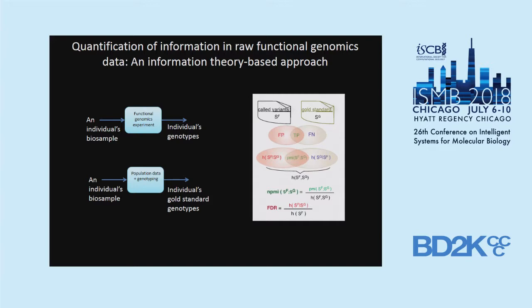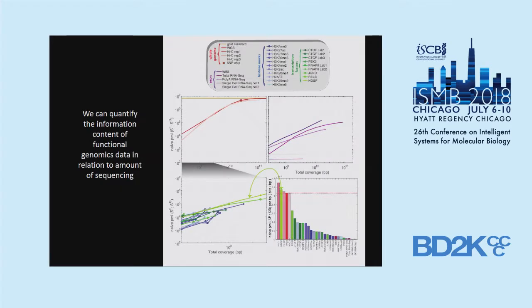And then you can look at the overlap between the called variants and the gold standard variant, and then quantify the information content of that intersection. And that intersection will be the information quantity of that given functional genomics experiment. And then further, what we can do is sample sequences with an increasing amount of coverage, do the genotyping for each coverage, overlap it with the gold standard, and quantify the information leakage from each coverage.